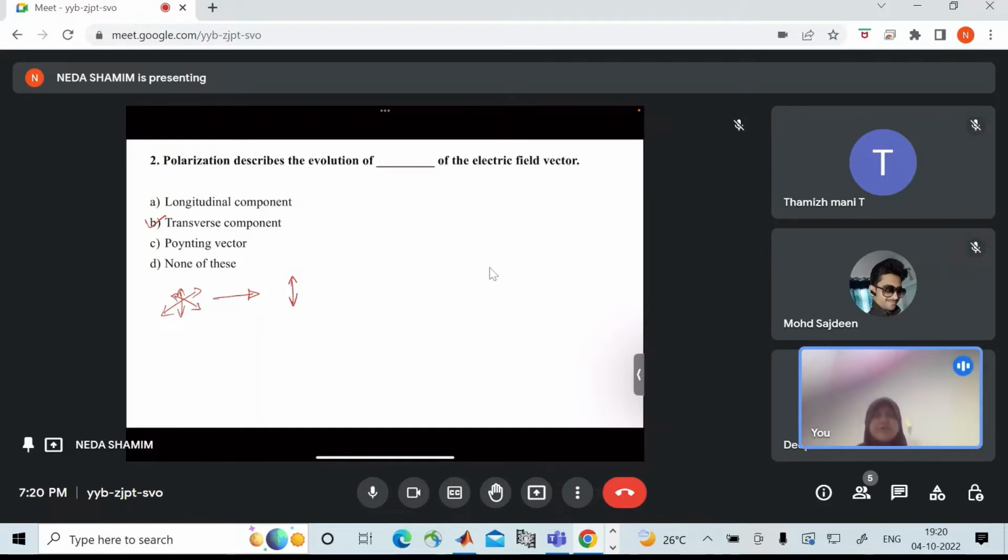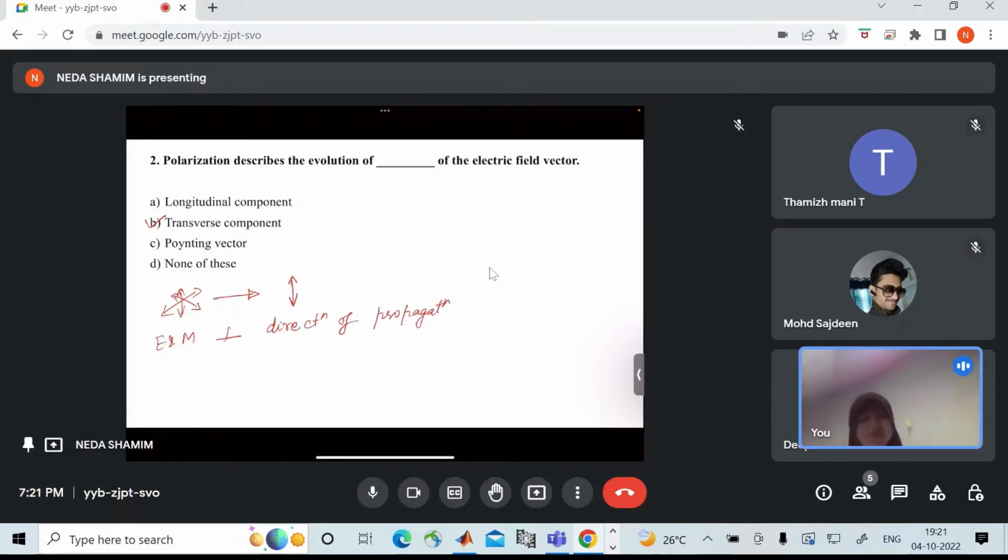So in an electromagnetic wave, as Deep Patel has already said, the electric field and magnetic field are perpendicular to each other, and also perpendicular to the direction of propagation. That is the meaning of transverse wave. E and M are perpendicular to the direction of propagation, while in longitudinal component, it is in the direction of propagation.